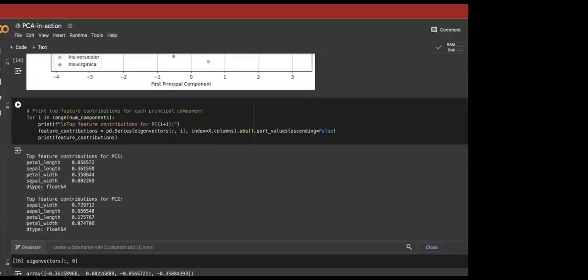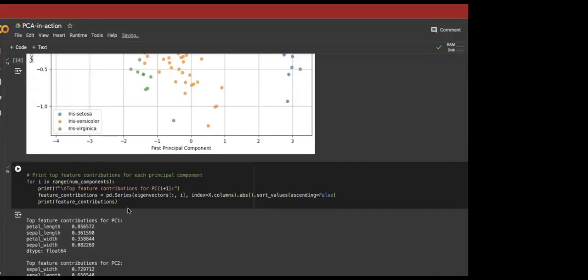Right. So, top feature contribution. What I have done is I have taken the eigenvectors. The coefficients, or the values in the eigenvector, will give you basically the idea of how important every original feature was to this new eigenvector, or the principal component.